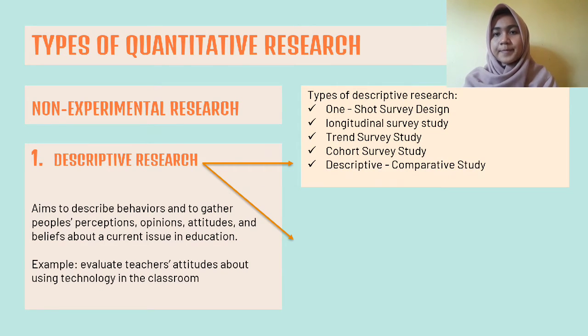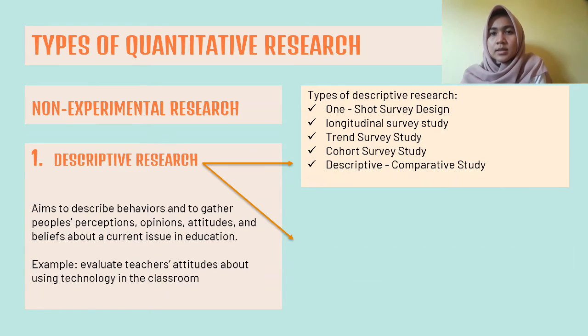And here are the types of descriptive research. The first one is one-shot survey design. This approach is pretty much what it sounds like: surveys are mailed to participants at one point in time to gather their perception about the current issues. The purpose of this study is to determine current perception of behaviors of one group at one point in time.